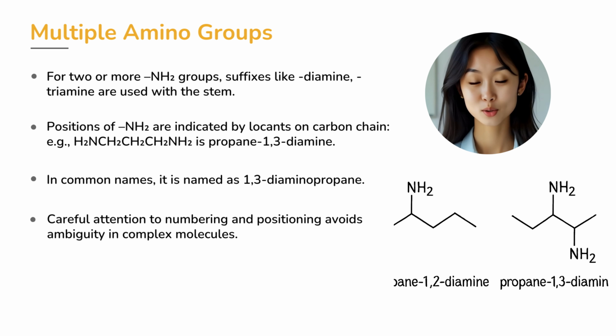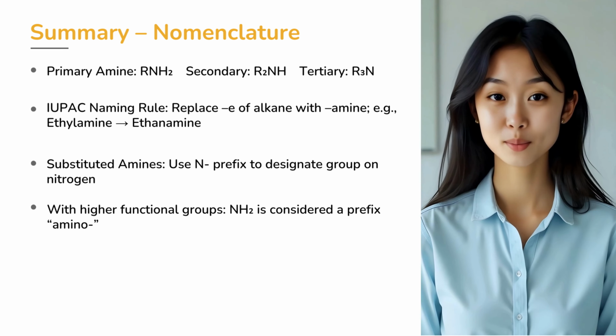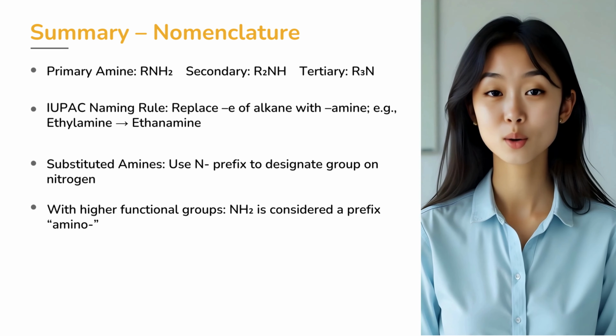The numbering is crucial here. Get it wrong, and you misplace the amino groups entirely. Consider a diagram displaying propane with amino groups at different positions, like 1,2-diamine and 1,3-diamine, to visualize the difference. Paying careful attention to the placement keeps the name precise and the structure unambiguous, chemistry's way of leaving no room for guesswork. To wrap up, let's remember the essentials of amine nomenclature.